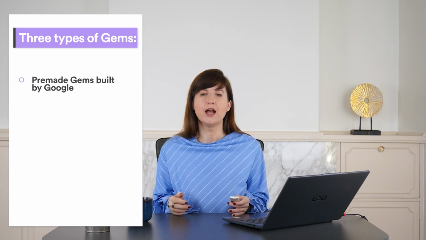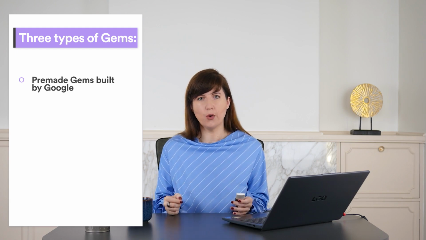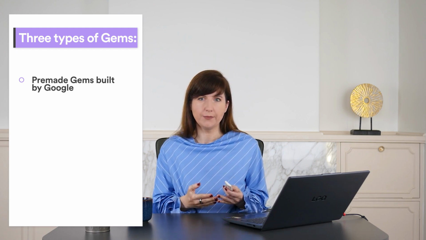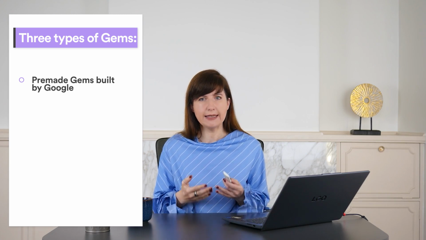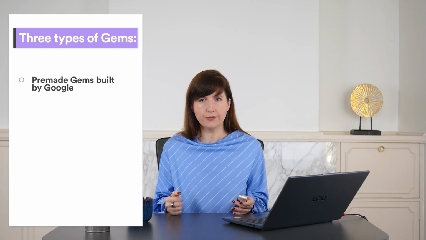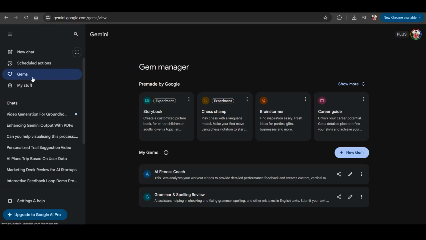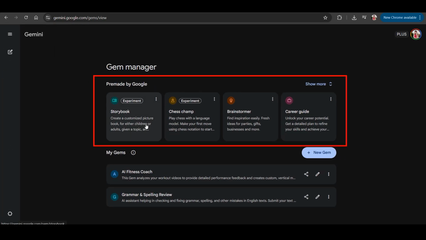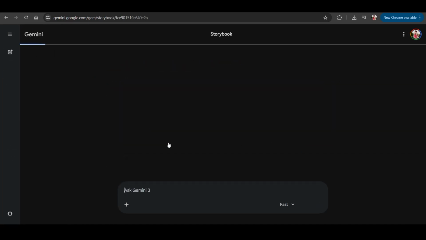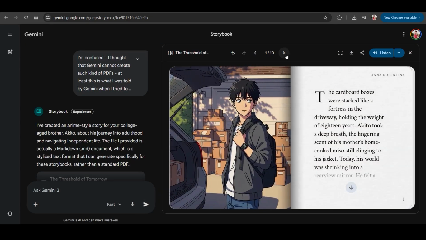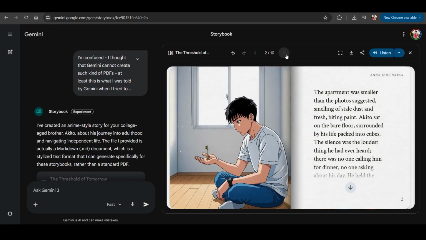Pre-made gems. These are out-of-the-box tools built by Google. You cannot see or edit their underlying logic. You can only pin them to your sidebar for quick access. They often have unique interfaces, like the 10-page storybook layout, that regular gems simply cannot mimic.